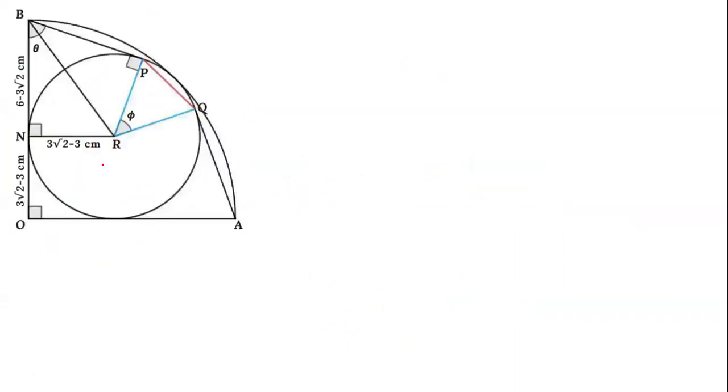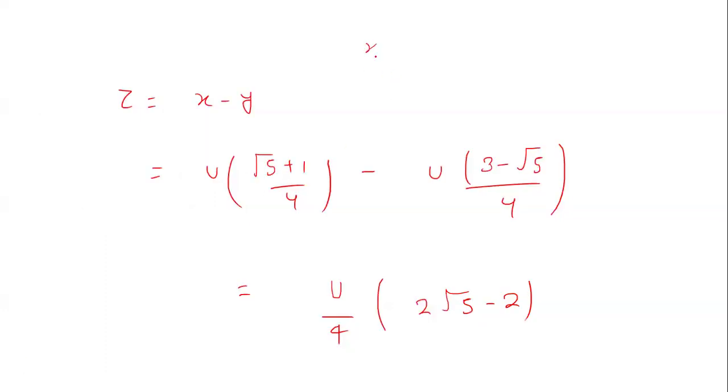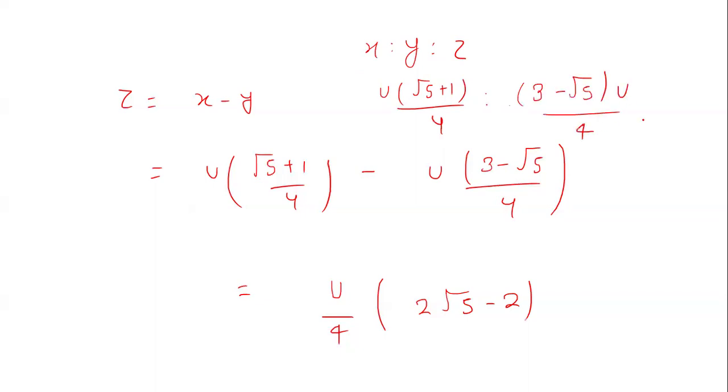Now you can take the ratio of X, Y and Z. It is U times (root 5 plus 1) by 4, to (3 minus root 5) U by 4, to (2 root 5 minus 2) U by 4. So this is the ratio. In this way you can solve this problem.